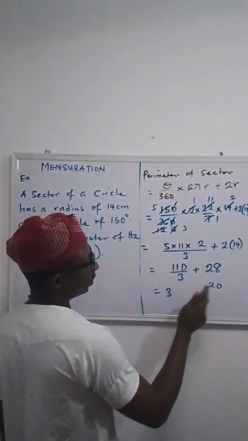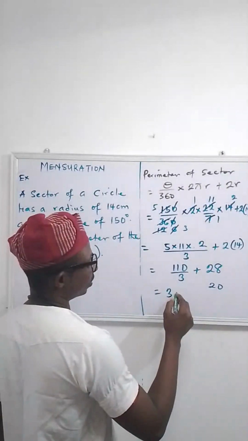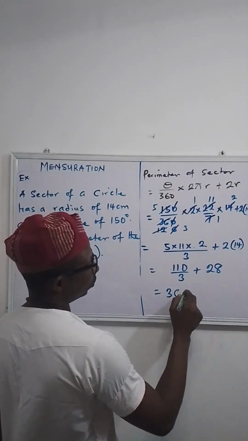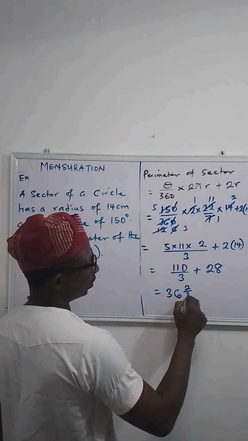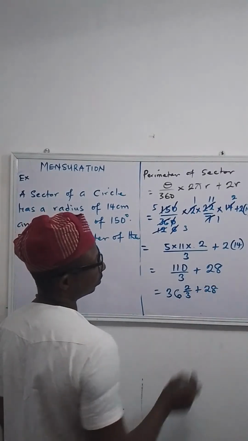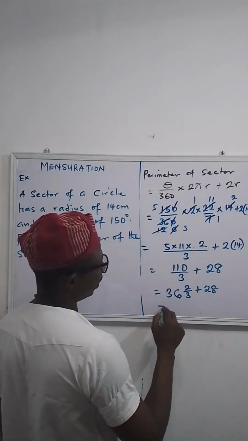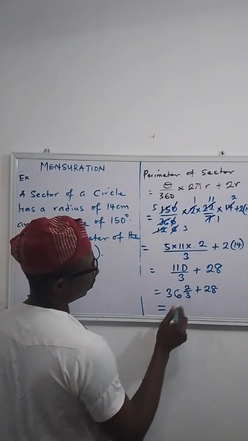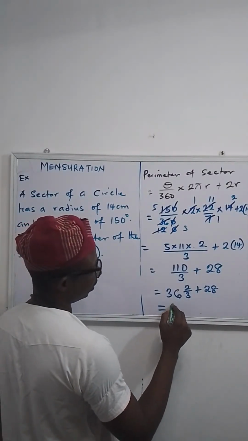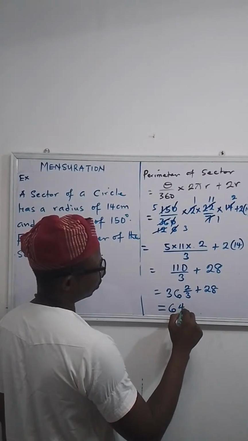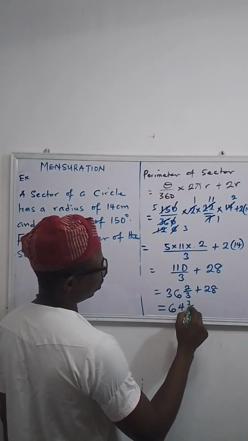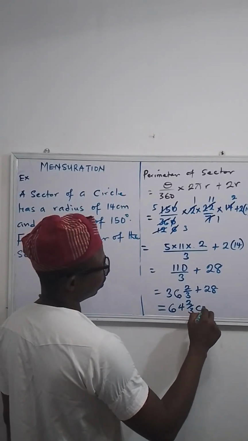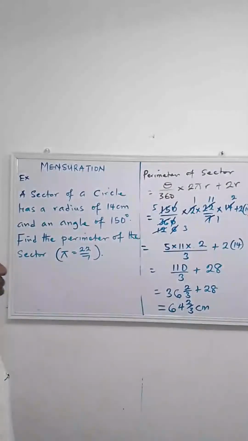So now 3 goes in 20. That is 6. Okay, it remains what? It remains 2. So remain that 2 over 3. So plus 28. All right, so we can add now. So when you add together, what do you have? Now this and this gives you what? 64. Whole number 2 over 3 centimeter. Okay, so that is what we have.